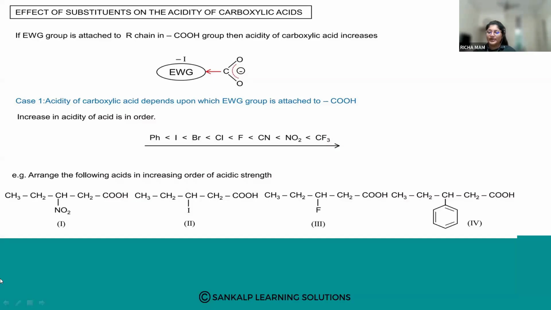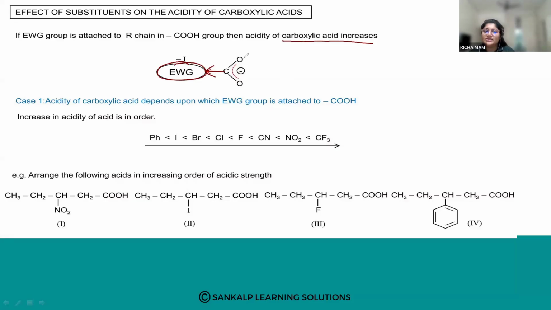So what you can see according to the resonance structures here. In the resonating structures, when an electron withdrawing group is attached next to a carboxylic group, it withdraws electrons towards itself. As a result, what will happen? We are saying that the acidity of the carboxylic acid increases.